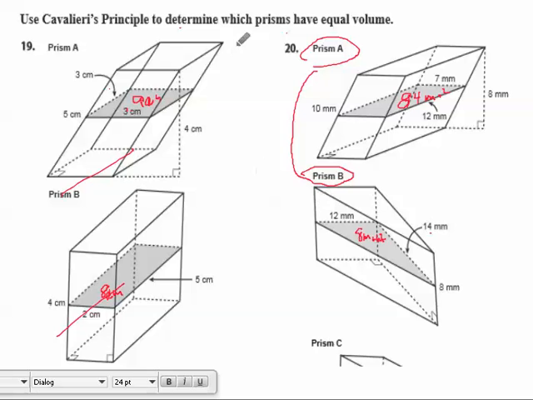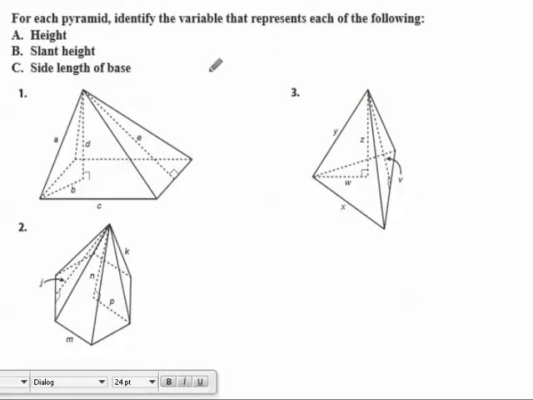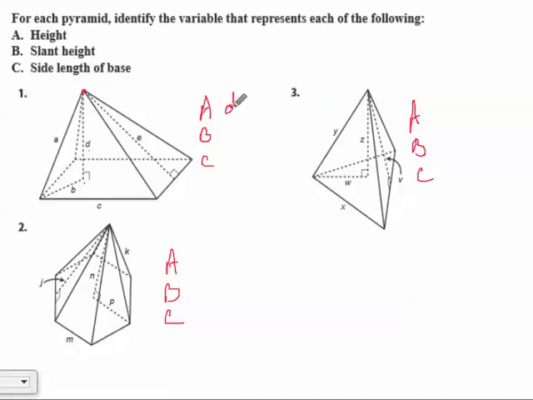Good job. That's easy enough to do. This one, we're looking at pyramids, and they want us to identify the height, the slant height, and the side base. So I'm just going to write A, B, and C on each one of these. Okay, so the height. Height starts at the top of the pyramid, the vertex, goes down to the base and makes a right angle. So in this case, it would be letter D.